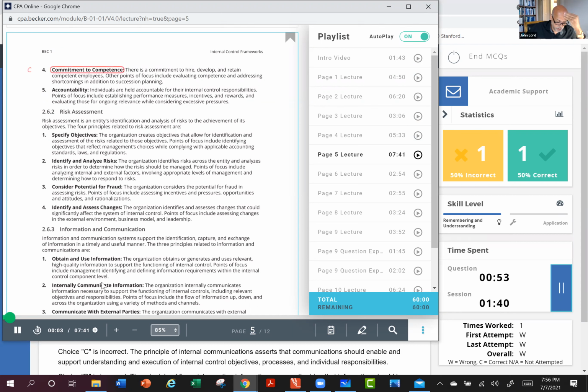The C in EVOCA is commitment to competence. We want to make sure everybody we employ and hire is competent. We want to hire them, develop them, and retain them: competent employees, as well as competent consultants, advisors, and board members. It goes across the board. Anyone we do business with in terms of providing us services, we want to make sure they're competent. And then the A in EVOCA is accountability.